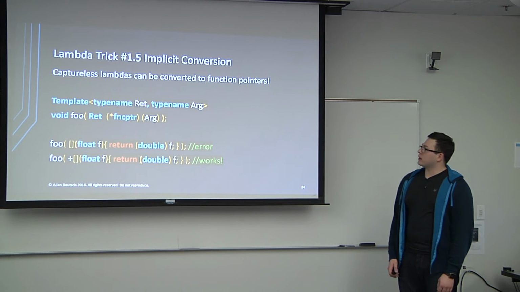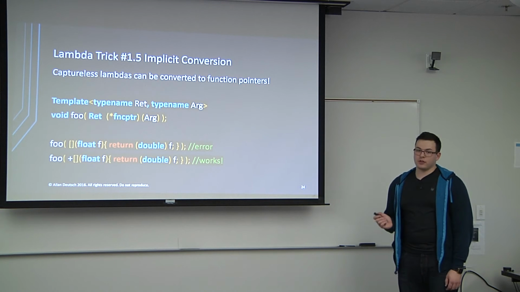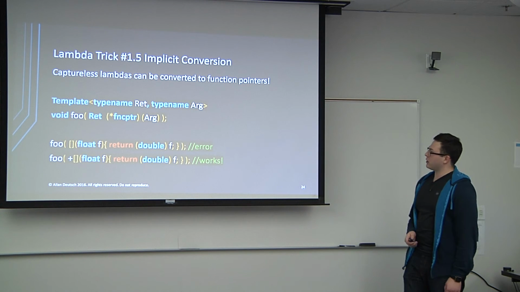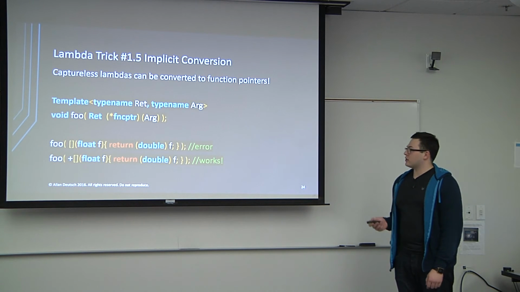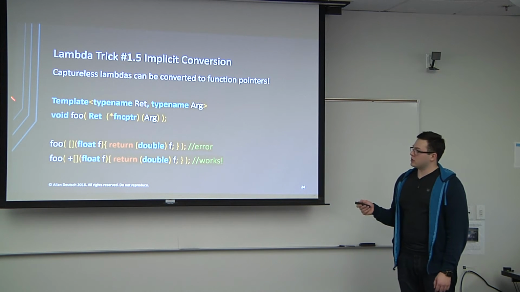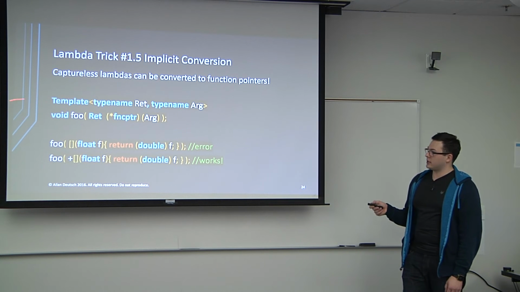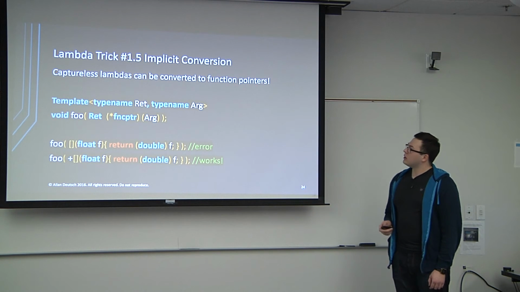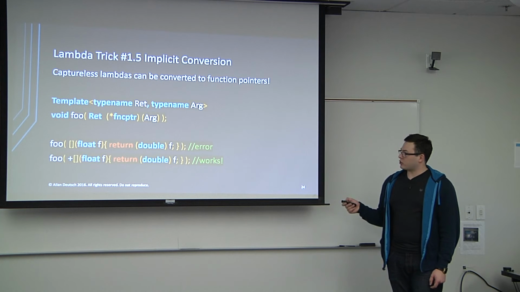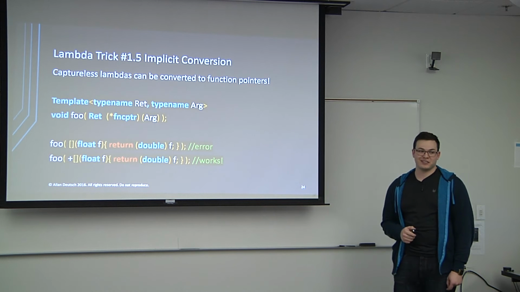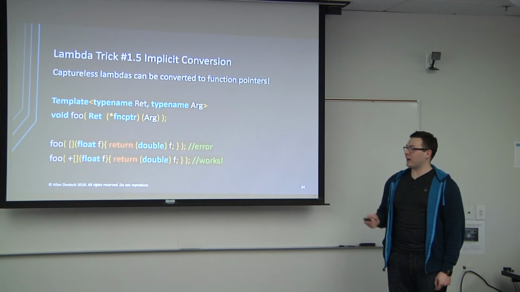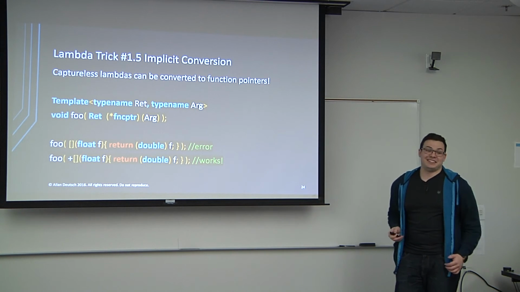So another cool trick is that captureless lambdas specifically, the ones that do capture you can't do this with, can be converted to a function pointer. So if you have something that looks kind of like this, which is some sort of template function that takes a pointer to a function, you can actually add a plus sign in front of your lambda, and that'll get it converted to a function pointer, which is pretty neat. I have no idea why that works, but it's really cool.